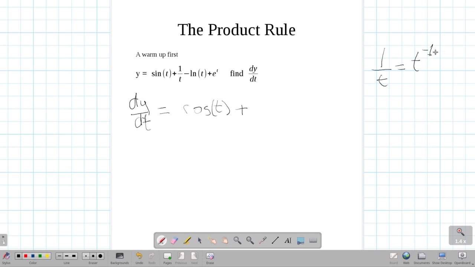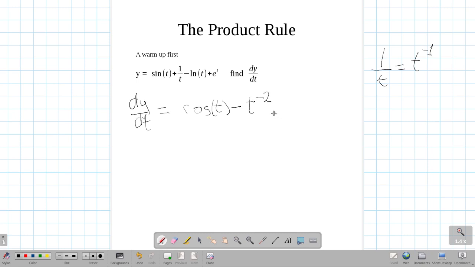So let's have a look. So we take the minus 1 down to the front. That's going to make this plus sign into a minus. Then we've got our t. Then we've got minus 1 as a power. So what's minus 1? Subtract 1 from it. Minus 1 is simply minus 2.